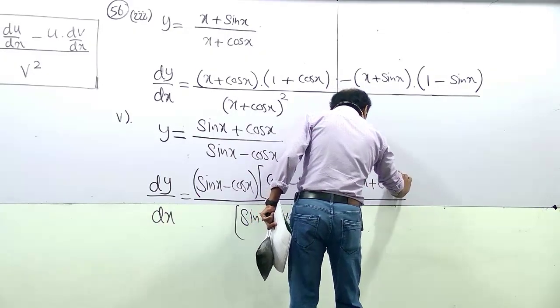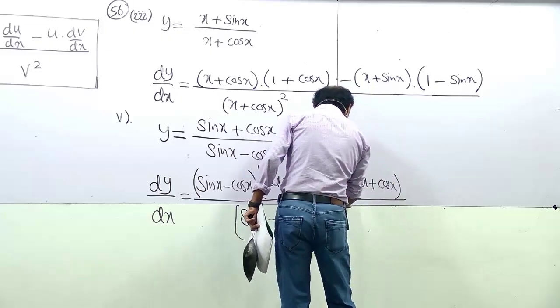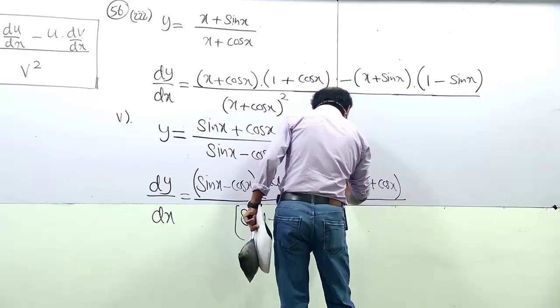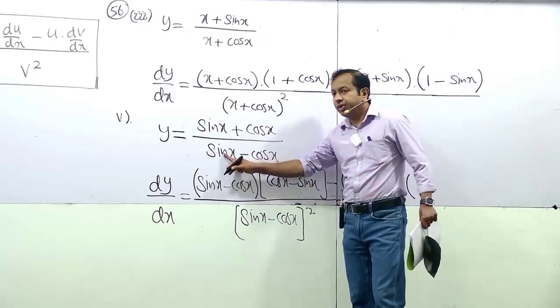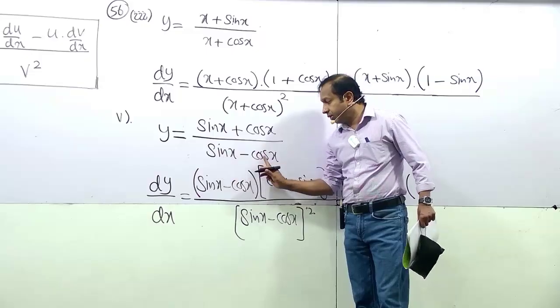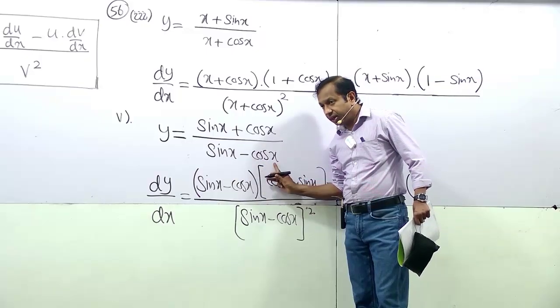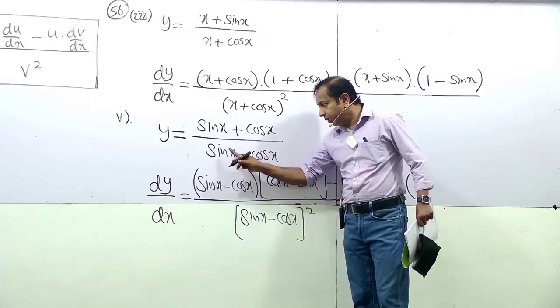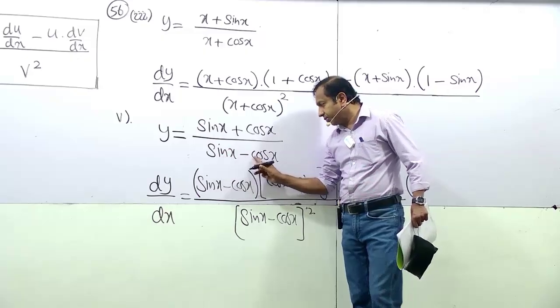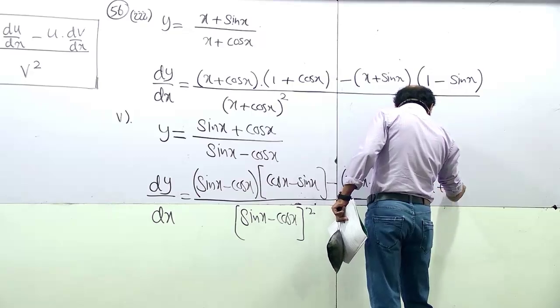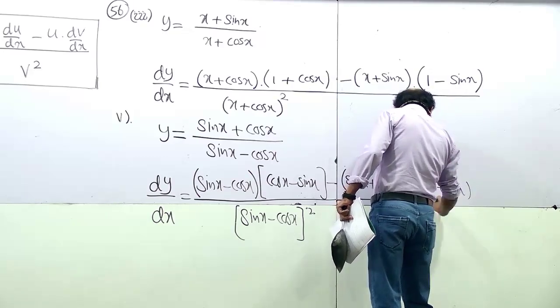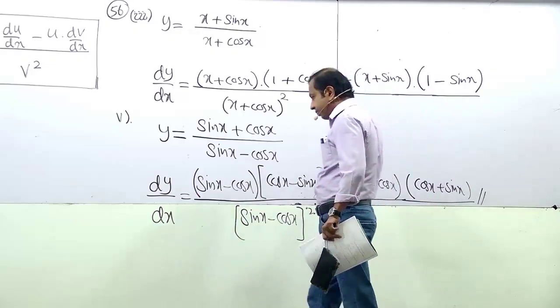The numerator multiplied by the derivative of this. What is the derivative of sin x? Cos x. Cos x minus sin x, that means cos x plus sin x. We will simplify later. Don't be hurried to simplify this.